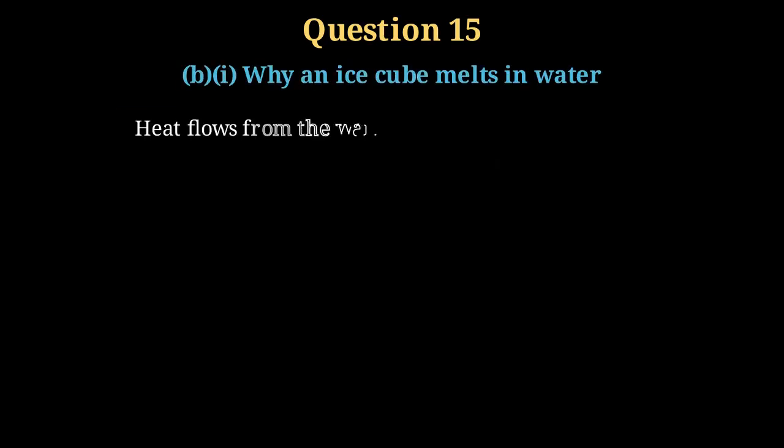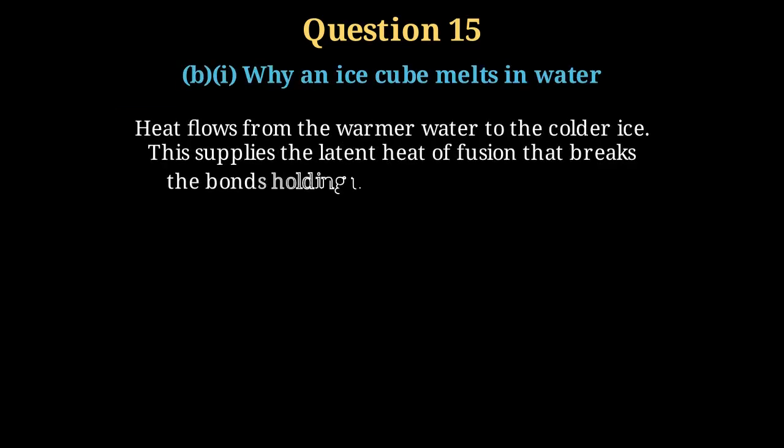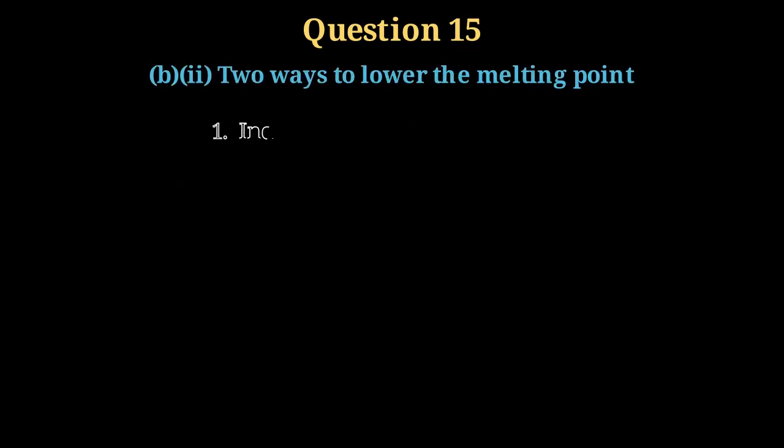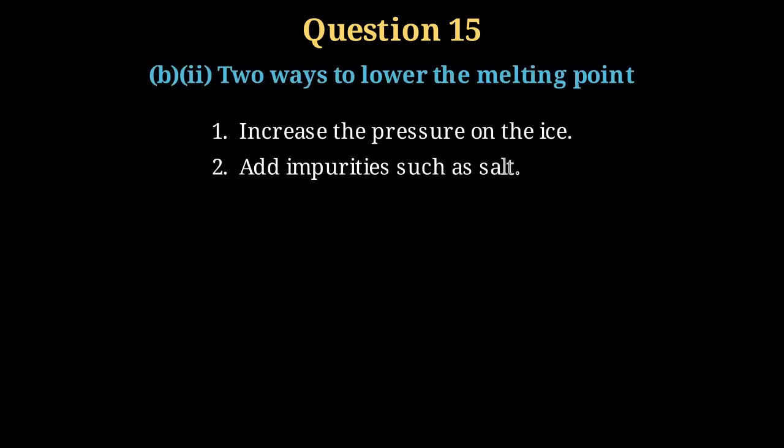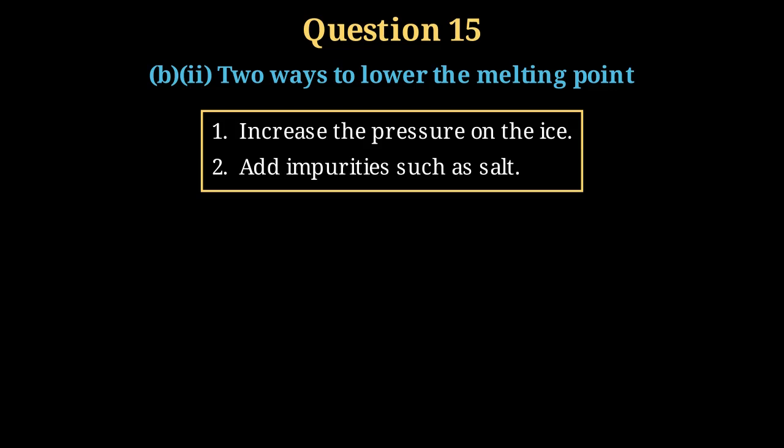Part B. 1. When an ice cube is placed in water, heat flows from the warmer water to the colder ice. That heat provides the latent heat of fusion, which breaks the bonds in the ice and it melts. Part B. 2. The melting point of the ice can be reduced in 2 ways. First, increase the pressure on it, and second, add impurities such as salt.